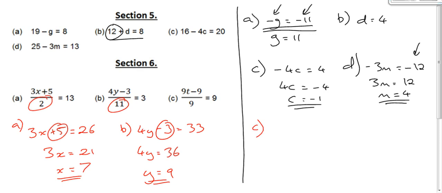Question C. We've got to get rid of the divided by 9, so we multiply the other side by 9. So we've got 9t minus 9 equals 9 times 9, which is 81. Then I'm going to get rid of the minus 9, and we get rid of that by adding it to the other side. So 9t equals 90. 9 lots of something is 9t, so therefore t equals 10. Again, well done for that one.